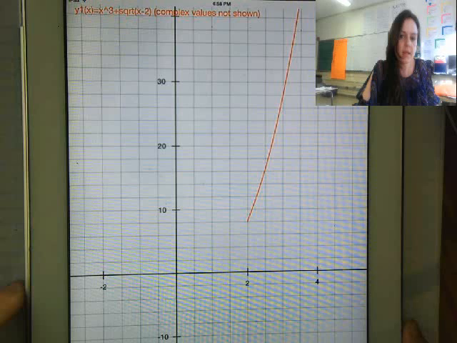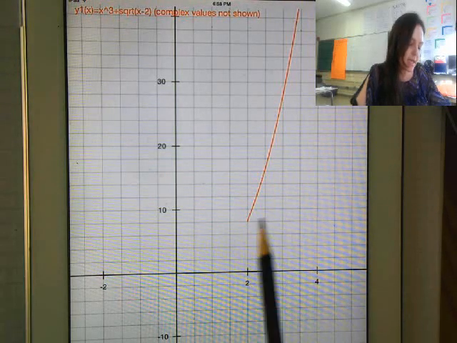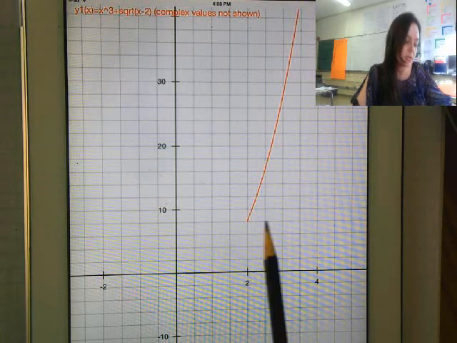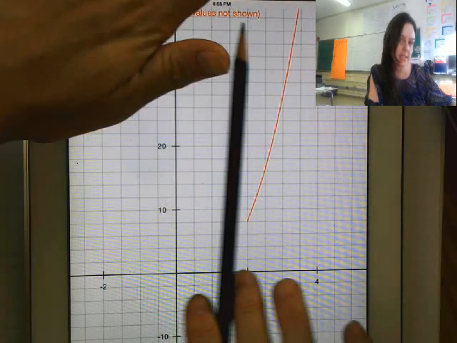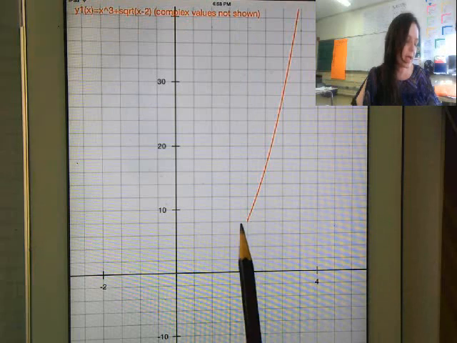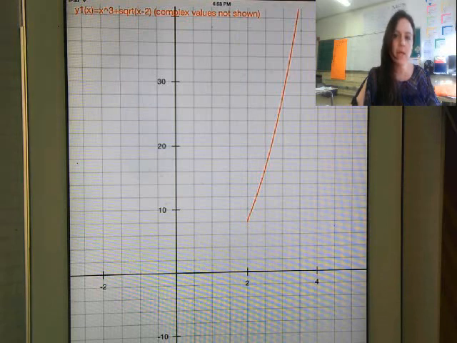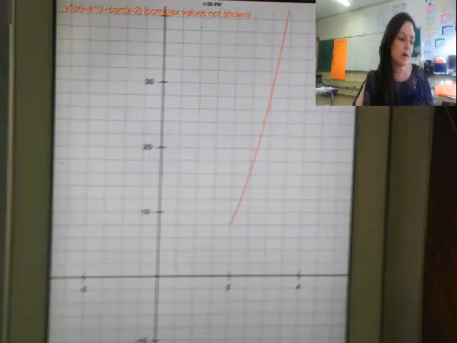Alright, and as I suspected, there's my domain. Okay, x is equal to or greater than 2, right? It can go up, but this doesn't exist on this side, or below 2, and my range is right here at 8. It can be 8, but it cannot be below 8. That would create that negative value, or that imaginary value for the answer underneath the radical.